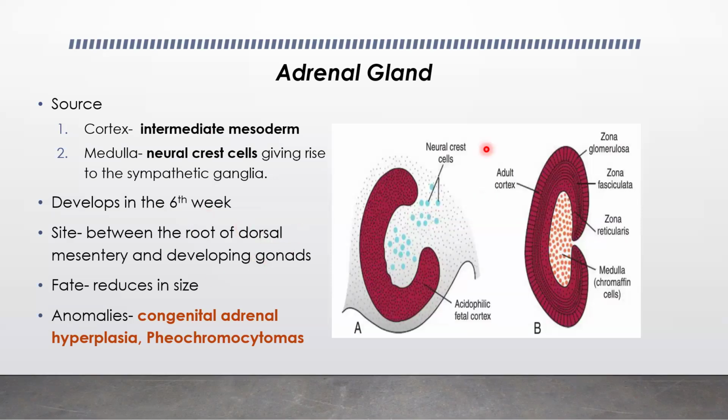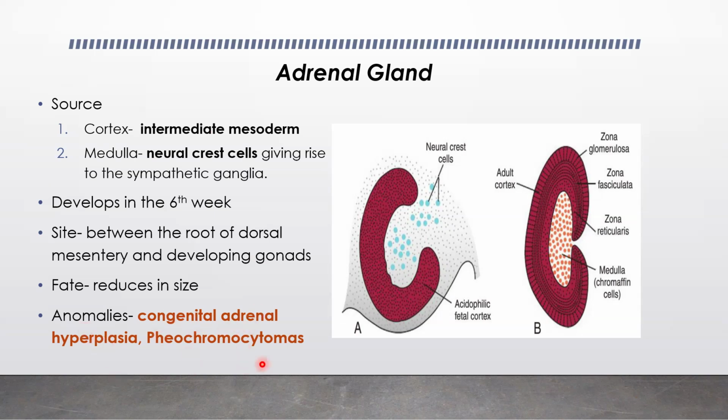It's ideally very large intrauterine. Then as time goes by, it reduces in size. Some of the anomalies that you can have on the adrenal gland is congenital adrenal hyperplasia. That means one part, the cortex or the medulla, may be larger than the rest, so you'll have overproduction of maybe a certain type of hormone. That is congenital adrenal hyperplasia.